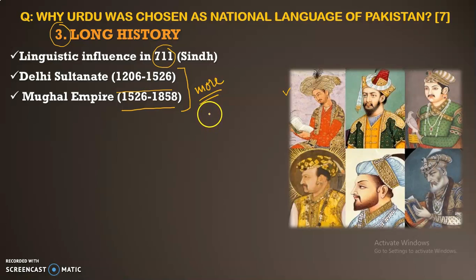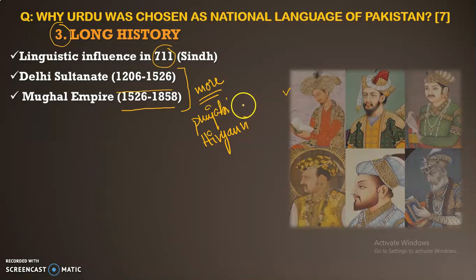When we talk about the Delhi Sultanate, it expanded south to the Deccan Plateau. When Urdu reached the Deccan Plateau, the language was being influenced by other languages as well. There were two languages: one was Punjabi, because of which Urdu got influenced, and the second was Haryanvi, another language which was already there. So Urdu was mainly influenced by these two as well.